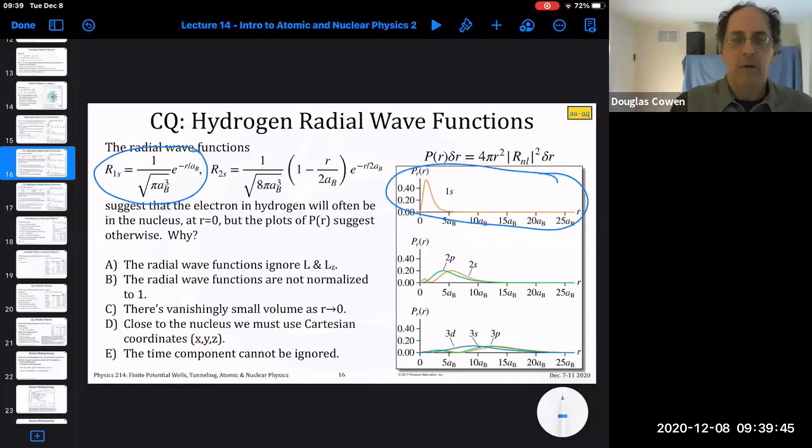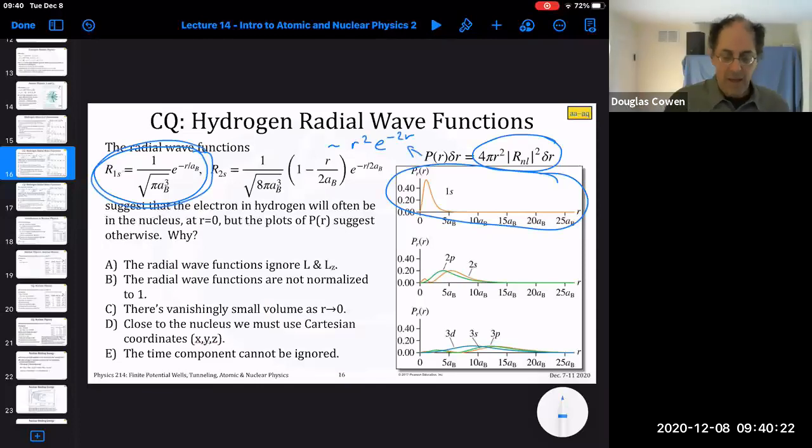As the radius gets smaller and smaller, if you look at this probability function here, we have a 4 pi r squared multiplied by the square of this radial wave function. So we have a 4 pi r squared, or basically an r squared, times an e to the minus 2r. And so this probability is going to go as r squared e to the minus 2r.